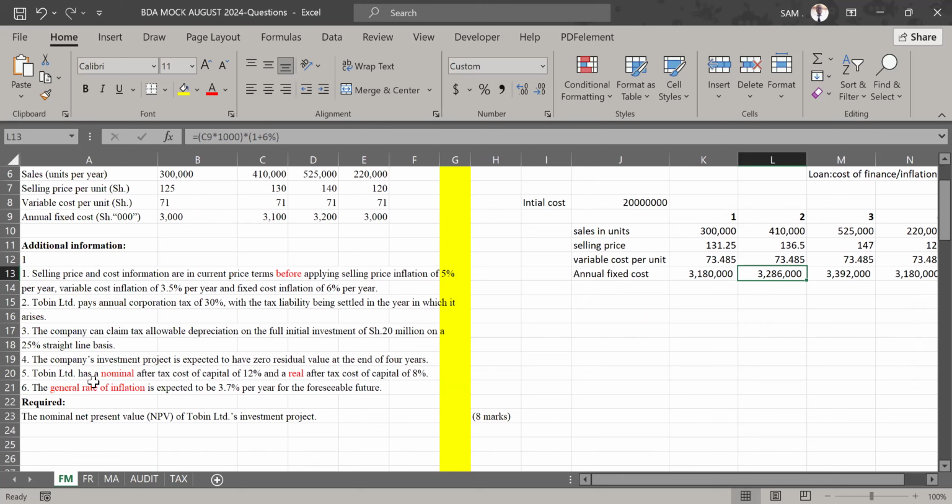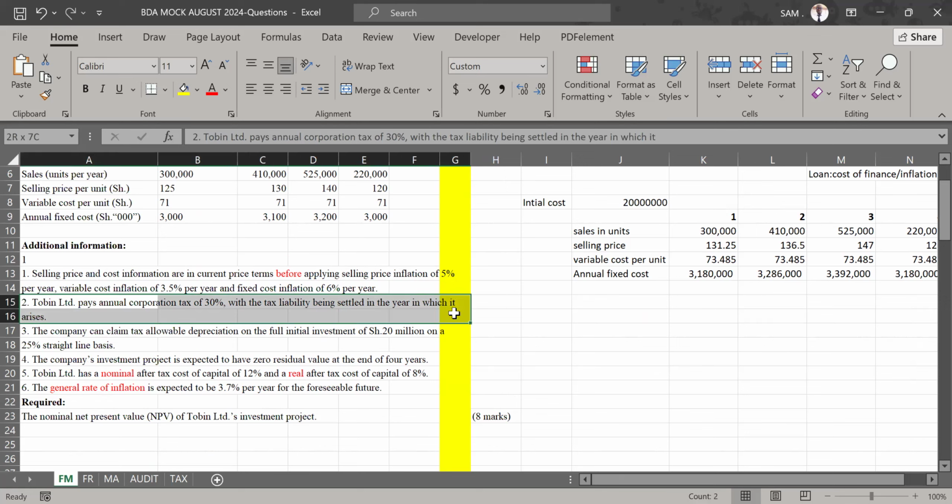Note 2. Let's look at note 2. Note 2 is just about tax. And then we are just being told that the tax liability is settled in the year in which it arises. So this tax, we know the point where we'll bring in tax, right?